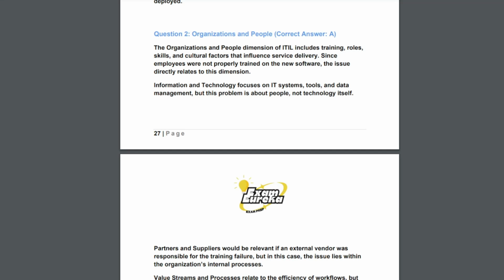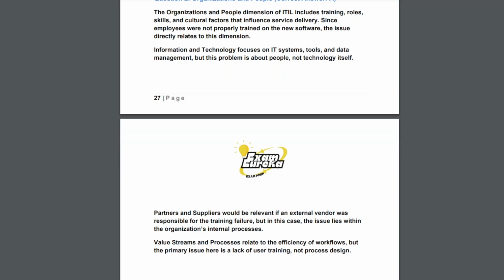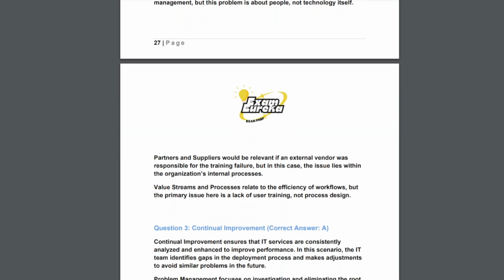The incorrect answers here were information and technology, which focuses on IT systems, tools, and data management. This problem is about people, not technology itself. Partners and suppliers. This would be relevant if an external vendor was responsible for the training failure, but in this case, the issue lies within the organization's internal processes. Finally, value streams and processes. This relates to the efficiency of workflows, but the primary issue here is a lack of user training, not process design.